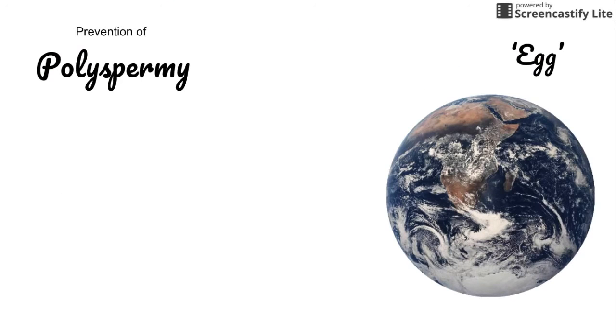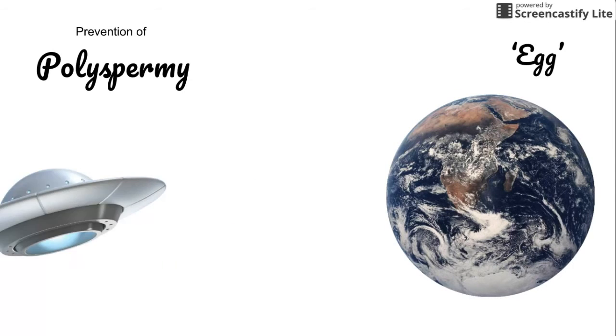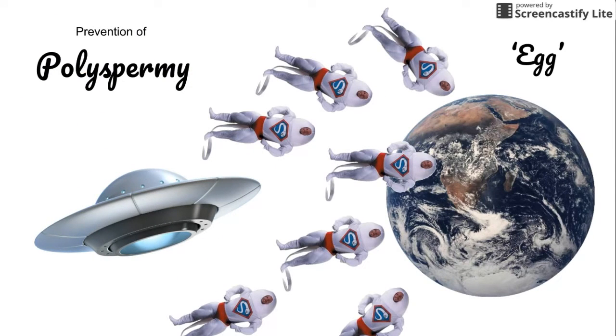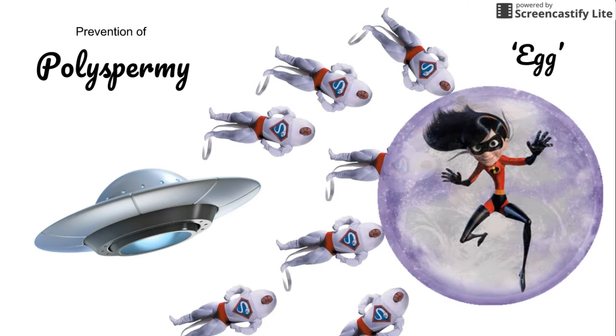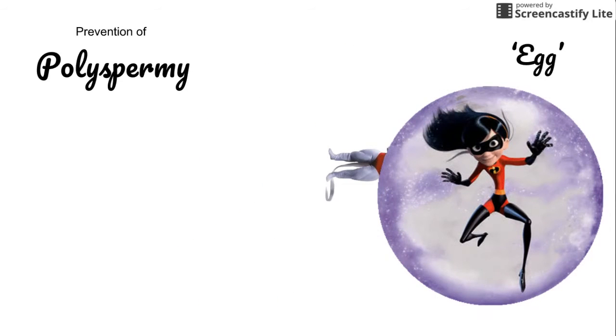The prevention of polyspermy can be explained by this wonderful reenactment. The Earth will represent an egg. Aliens, aka sperm, have receptors to sense our presence and will find the egg. Once one alien penetrates our atmosphere and comes to Earth, the Incredibles, our cortical reaction, will set up a force field to kill the rest of them because we don't need all the aliens. We only need one to show the world that aliens are real.